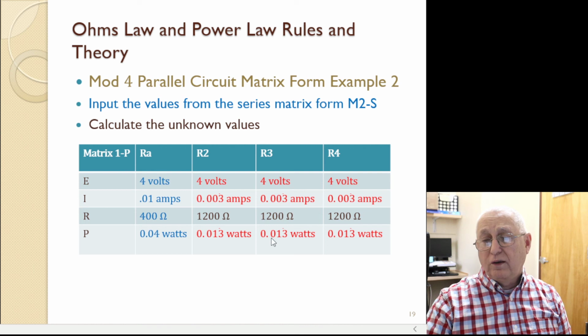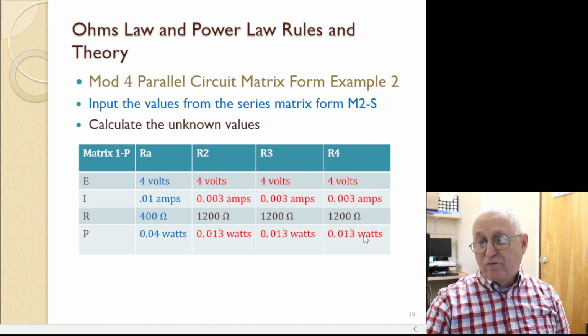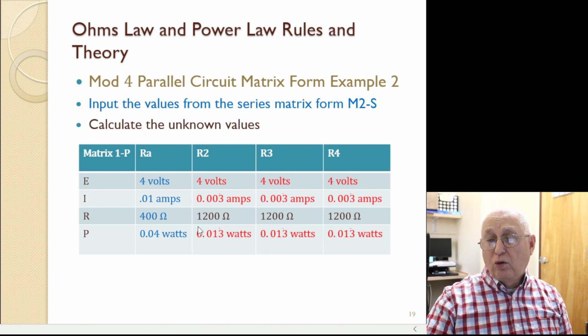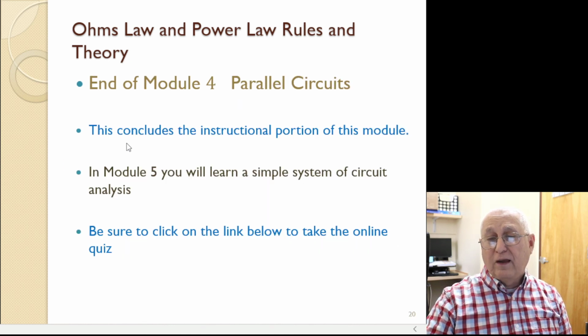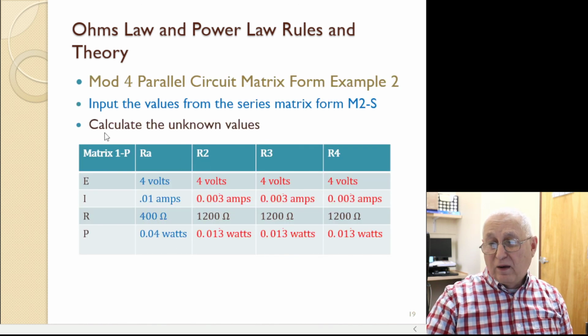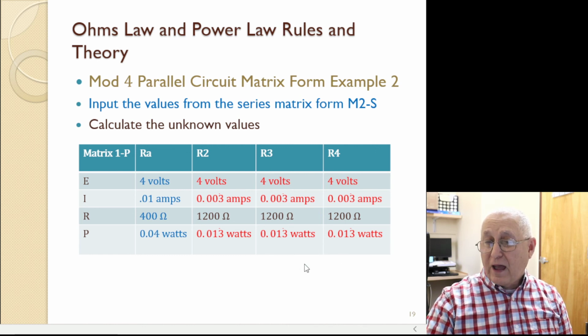0.003 times 4 gives me 0.013 watts. My amperage is the same here everywhere. This is my total thing. So now putting this all together, we find out everything. If I built this circuit, I can test for these values and find that they actually work.